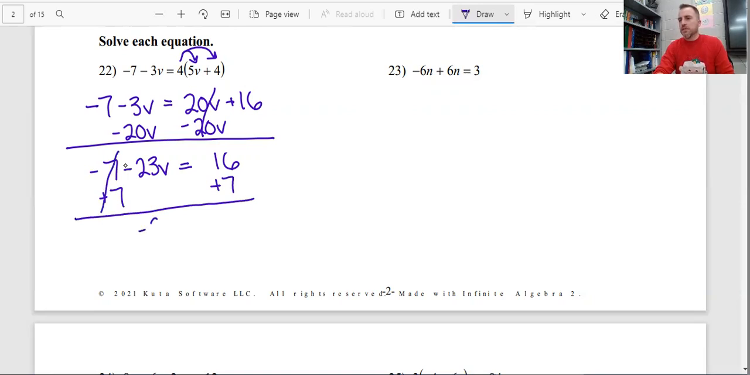So -23v is equal to 23. You divide by -23 on both sides. Eventually, you'll have v equals -1.